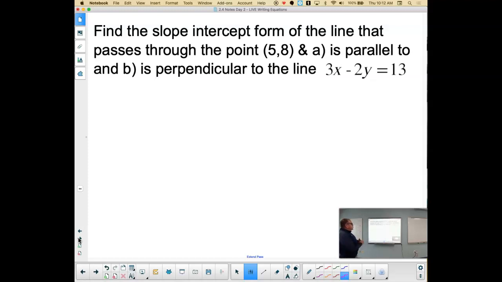Find the slope-intercept form of the line that passes through the point (5, 8) and is A, parallel to, and B, perpendicular to that particular line. If somebody wants to unmute and tell me the first thing that we should do, or you can put it in the chat too. I'm watching the chat also. So you can either chat it or unmute it. What's the first thing we should do?